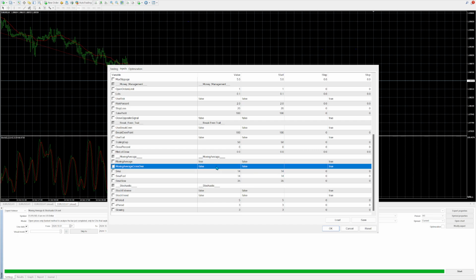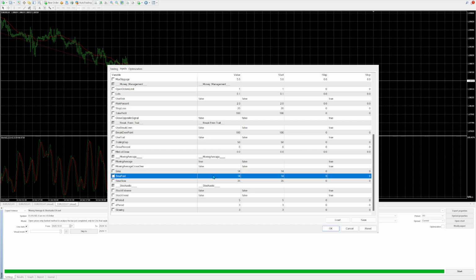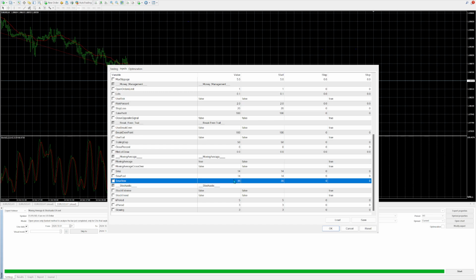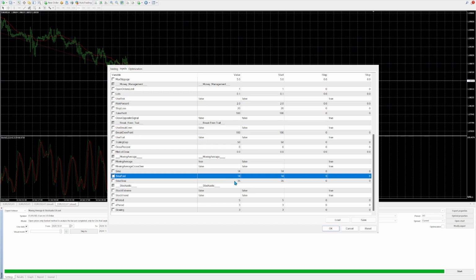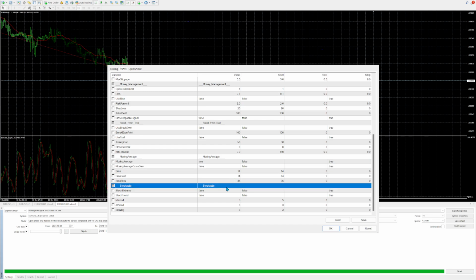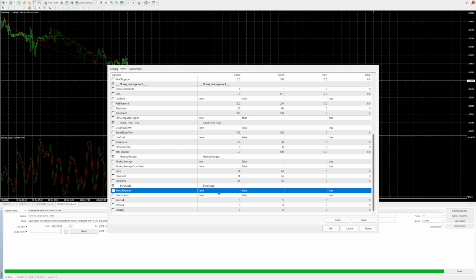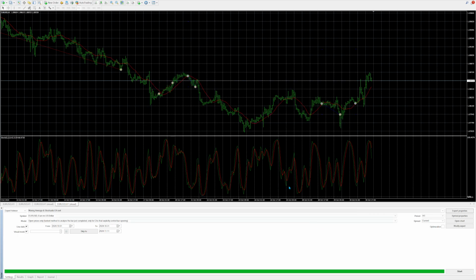The moving average crossover, if you set this to true, it will take a buy trade when the fast moving average is above the slow moving average, or a sell trade when the fast moving average is below the slow moving average. Okay. Stochastic. So we have two options with the stochastic oscillator. You have the stochastic extreme and the stochastic trend. So stochastic extreme means that the stochastic oscillator must be above or below the extreme levels. I'll show you this now on the chart.